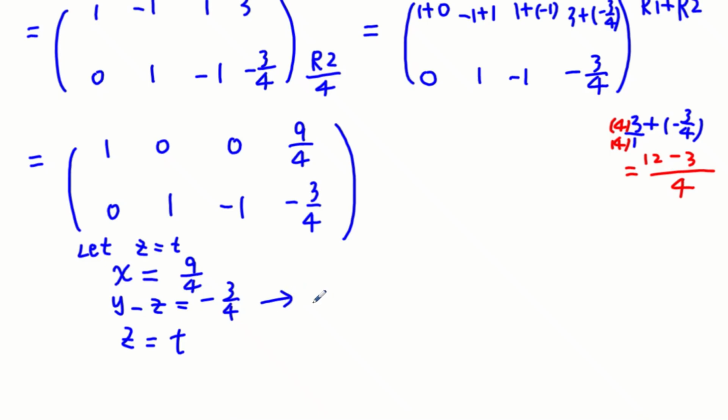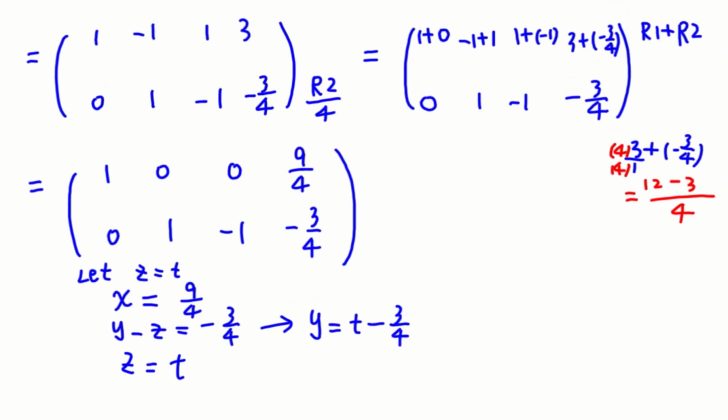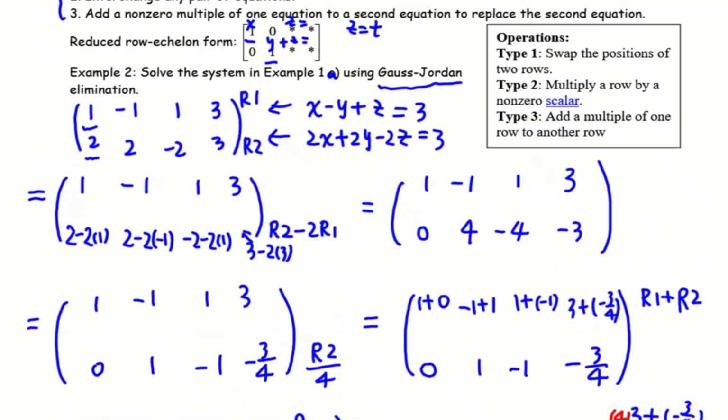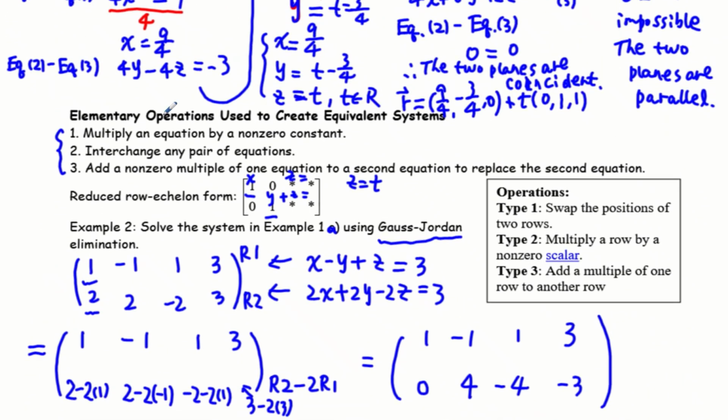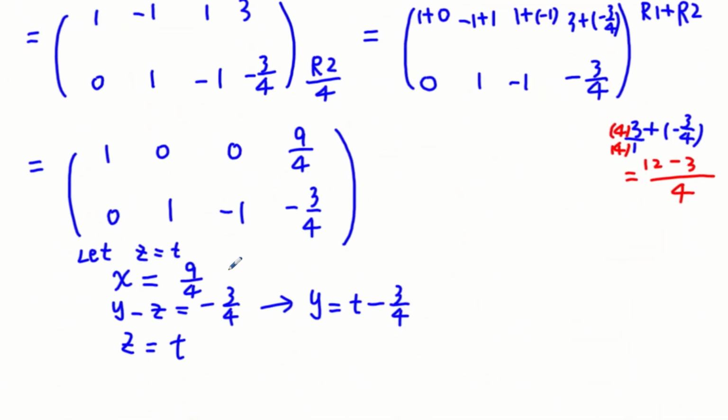Then we move the z to the other side and substitute z equals t. We have t minus 3 over 4. So compare it with our solutions from the first method. You have 9 over 4, t minus 3 over 4, t. So compare it. Yes, t. x equals this one, y equals t minus 3 over 4, and z equals t. t belongs to all real numbers.